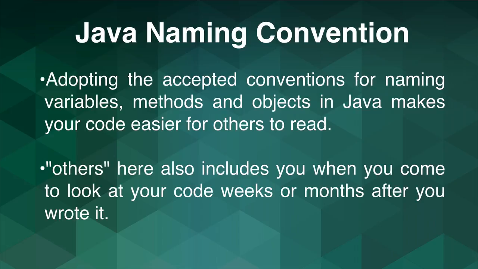Two of the biggest reasons for adopting these accepted conventions, which we're going to be going through in this video for naming your variables, methods, and objects in Java, is that it makes your code easier for others to read. Now, others here actually includes yourself when you come to look at your code weeks or perhaps months or maybe even years after you've originally written it. Because trust me when I say that you will forget why you've done something. So if you can make your life easier and the life of other programmers by following these accepted conventions, it's just going to make things a lot easier for all concerned.